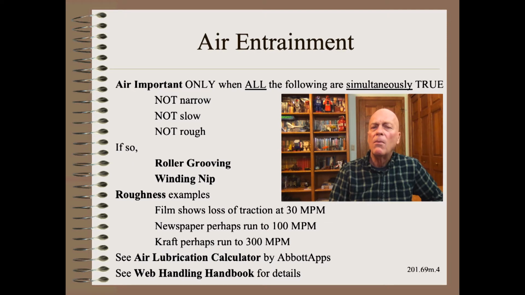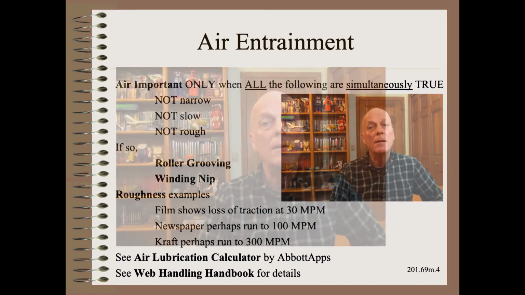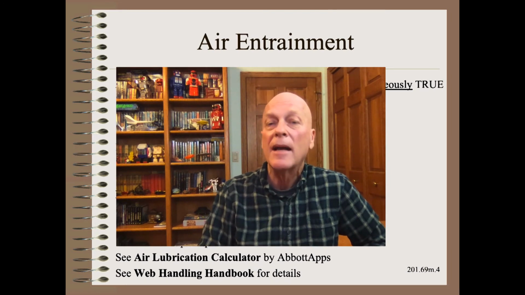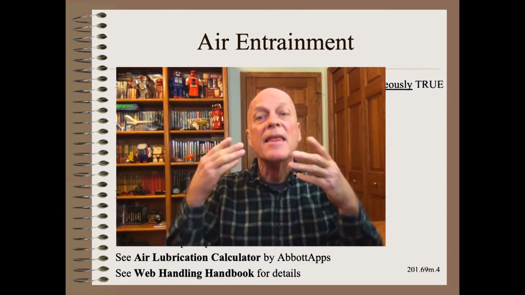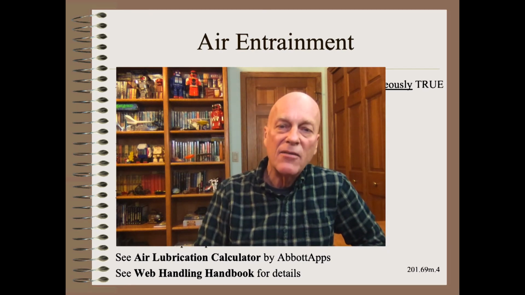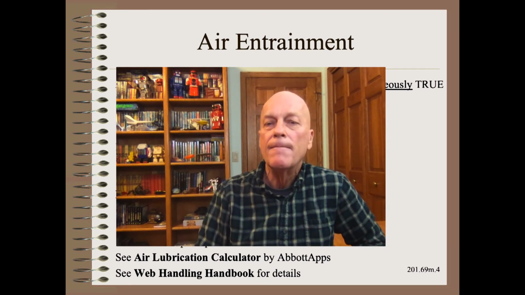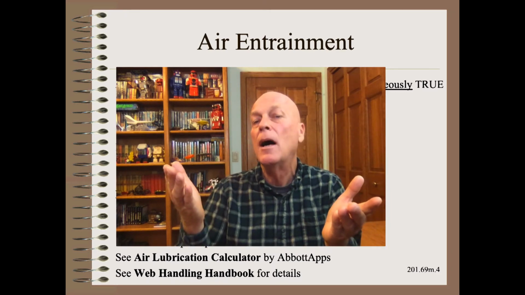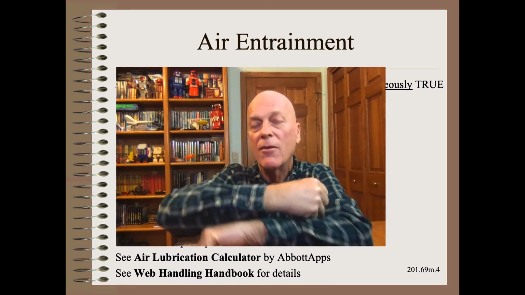So, what would happen if you needed to run faster than, say, 30 or 100 or 300 meters per minute? Well, you better get the must-have 750-page Web Handling Handbook, because that is the best source for how to size and specify roller grooving. That is the best source to tell you how to apply nips for winding.